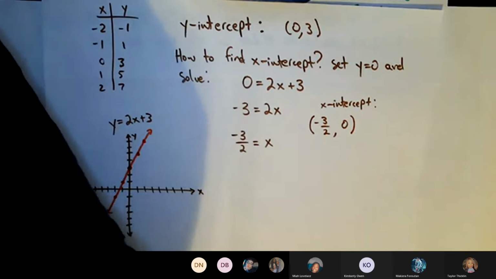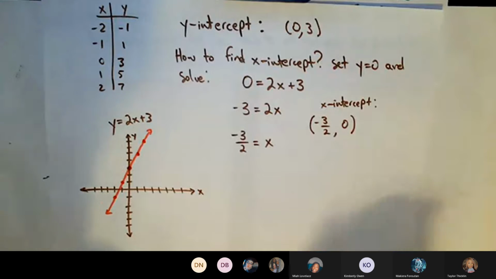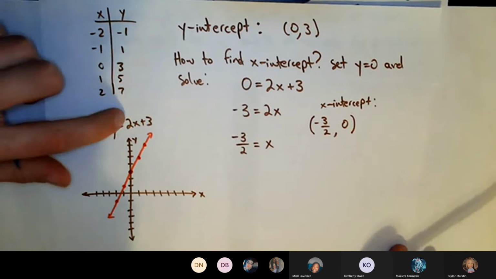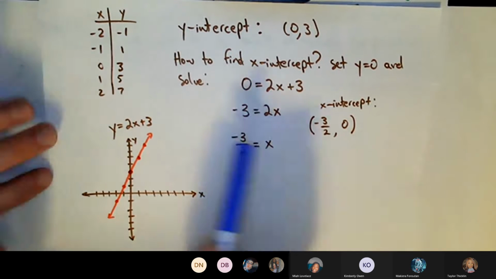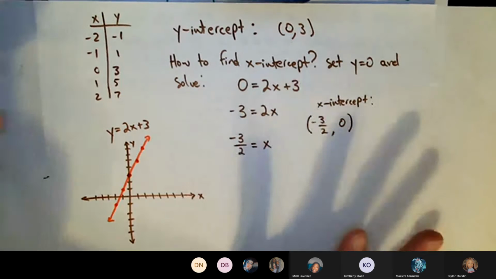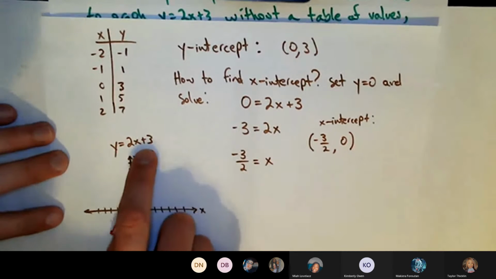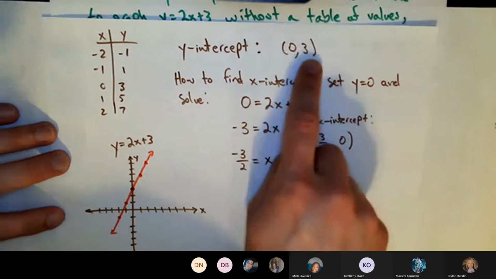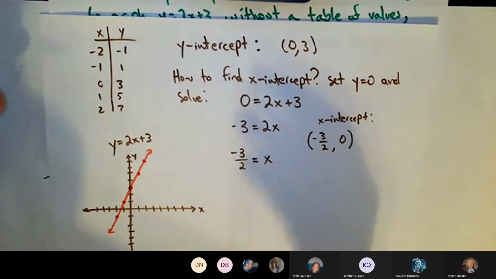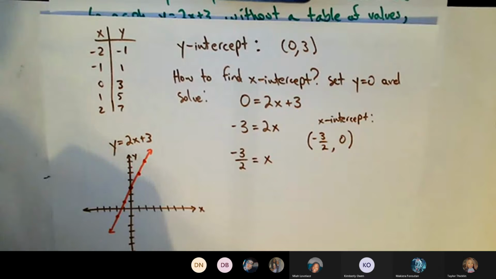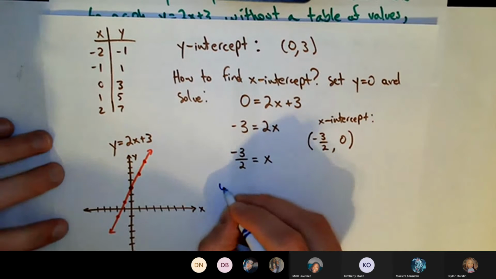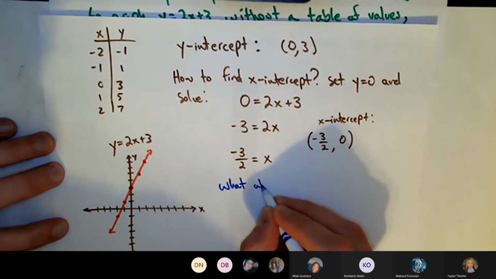Now, I said I was going to connect your knowledge of y equals 2x plus 3 with the slope of 2 and y-intercept of 3 back to our table of values. Well, I already talked about the y-intercept, right? We see the 3 there being the y component of the y-intercept. What about the value 2, that slope of 2? What can I say in our table of values?